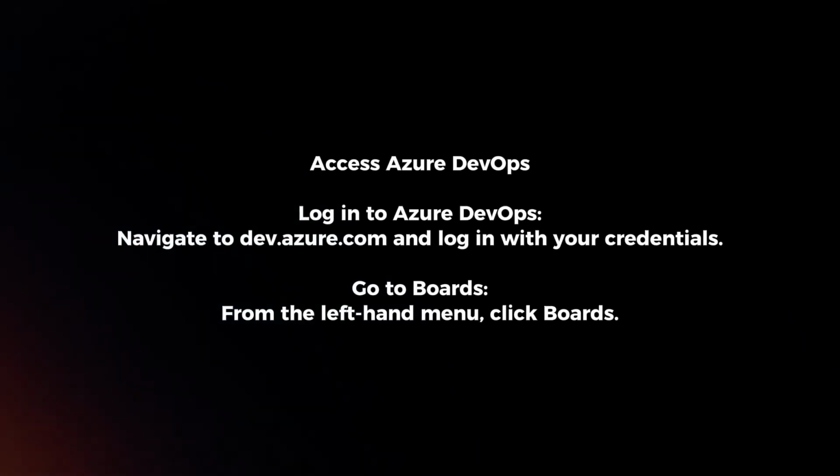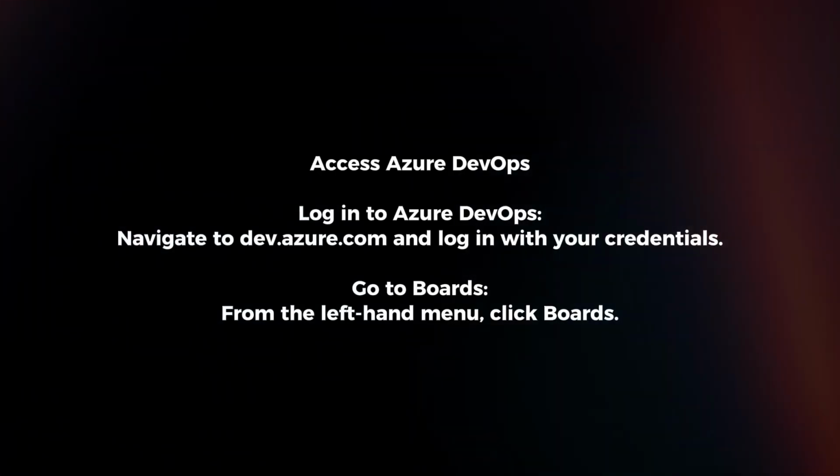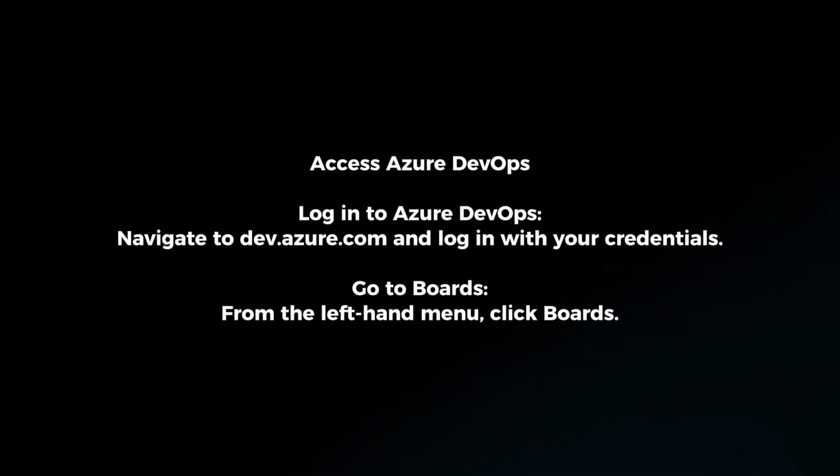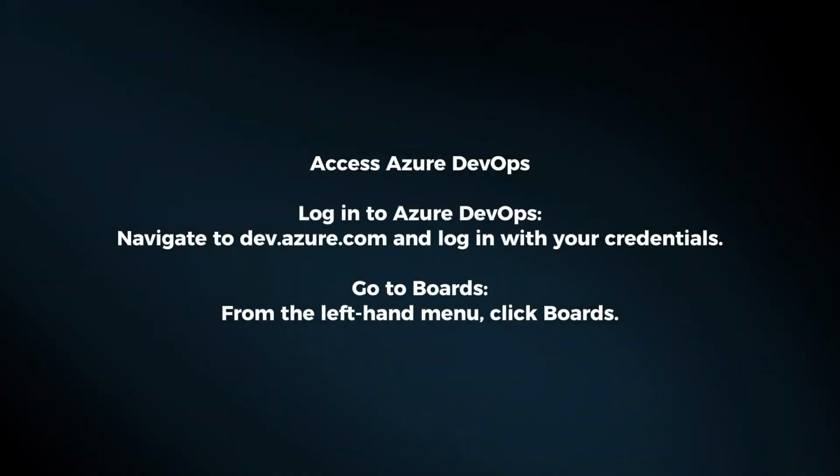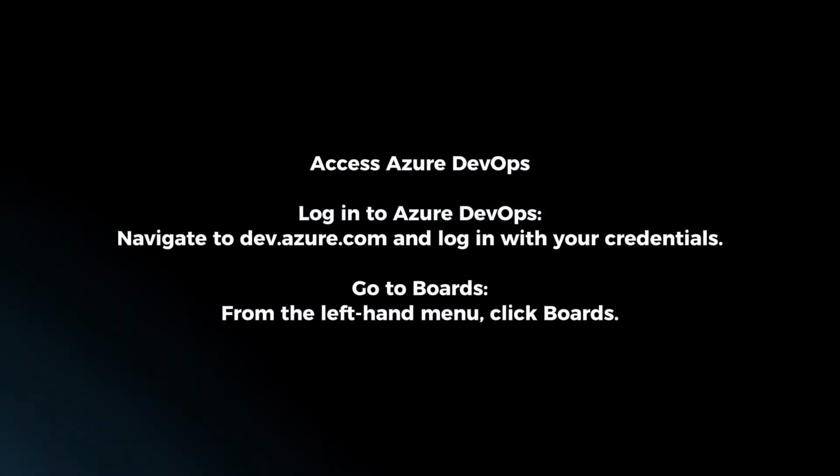Access Azure DevOps. Log into Azure DevOps. Navigate to dev.azure.com and log in with your credentials. Go to Boards. From the left-hand menu, click Boards.